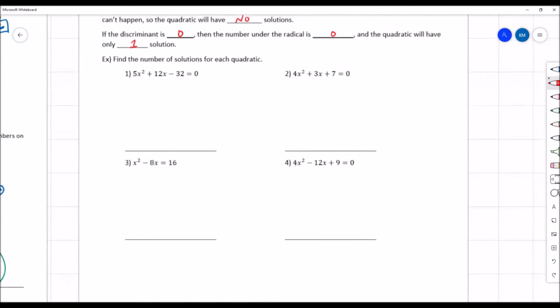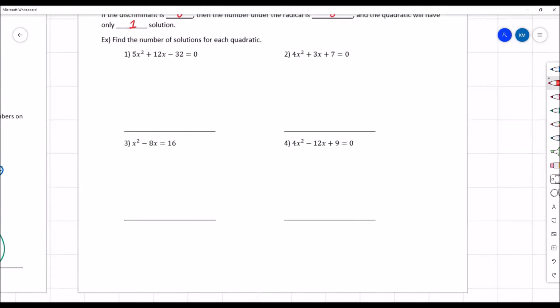So let's look at this. It says, find the number of solutions for each quadratic. Again, very important for us to read these instructions. It is not telling us to solve these quadratics, because that'll be a longer process than finding the number of solutions. So make sure you're reading those instructions so that you're using your time wisely.